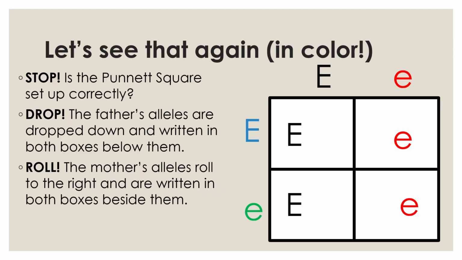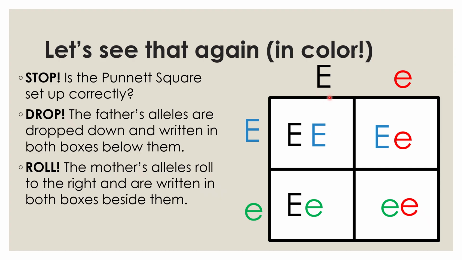Now we have to roll. Mom's big E will roll to the first box, and it will continue rolling over to the second box. Now mom's little e, which is in green, will roll to the first box, and mom's little e in green will roll to the second box. Now we have another complete Punnett square.